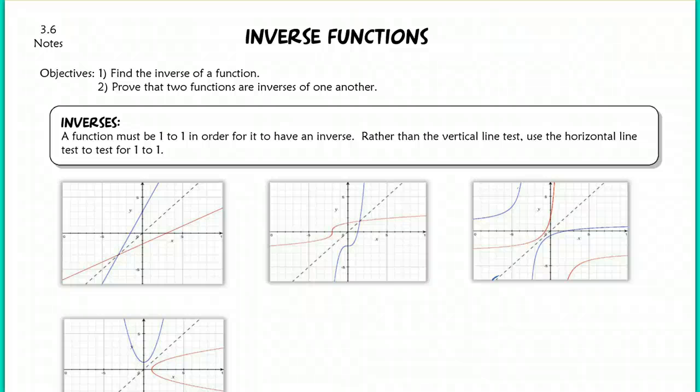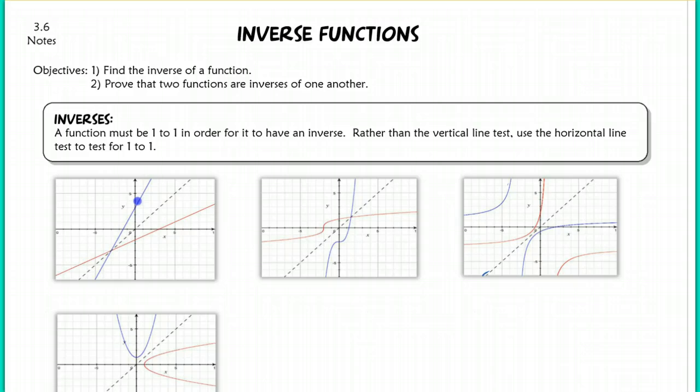This is section 3.6, inverse functions. Today we are going to be finding the inverse of a function and also proving that two functions are inverses of one another. So this is a slight review of 9091 material, but we are also going to get into some new stuff. So let's first discuss inverses and what a function must be in order to have an inverse.